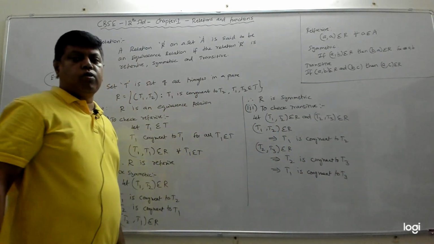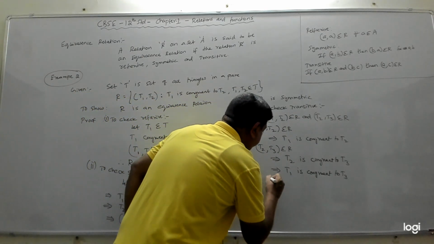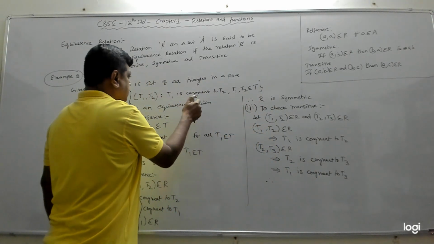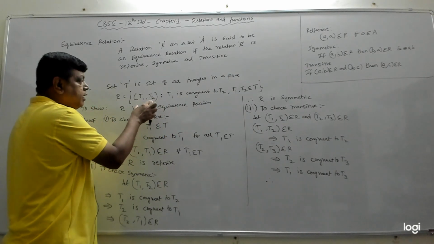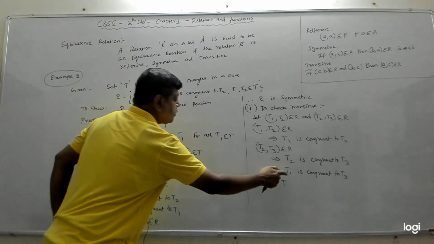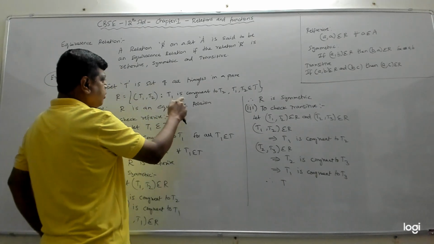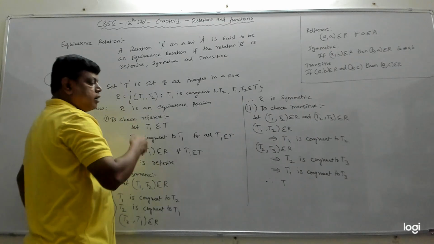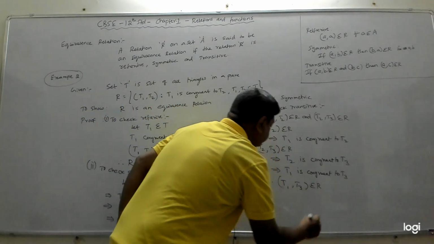We can say T1 is congruent to T3. So therefore, now what do we have? Whenever we get this definition, we can say T1 is congruent to T3 means T1 comma T3 is in R. Therefore, T1 comma T3 belongs to R.